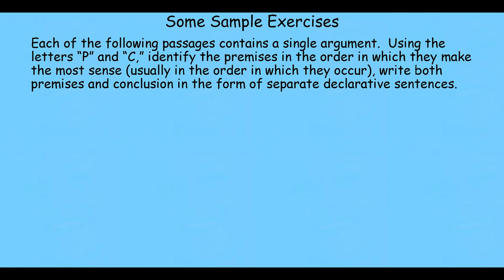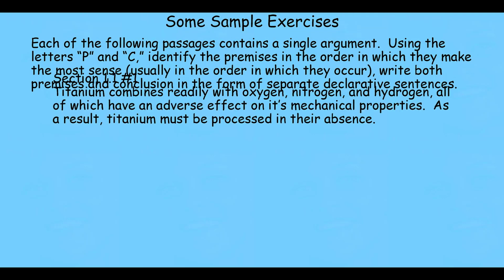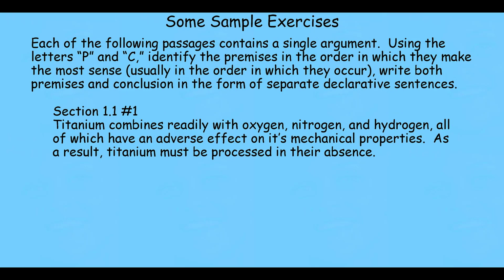Write both premises and conclusions in the form of separate declarative sentences. So each premise is an individual separate statement. It declares this, and then the next premise declares this, and then the conclusion declares this. So here's our exercise. Titanium combines readily with oxygen, nitrogen, and hydrogen, all of which have an adverse effect on its mechanical properties. As a result, titanium must be processed in their absence.